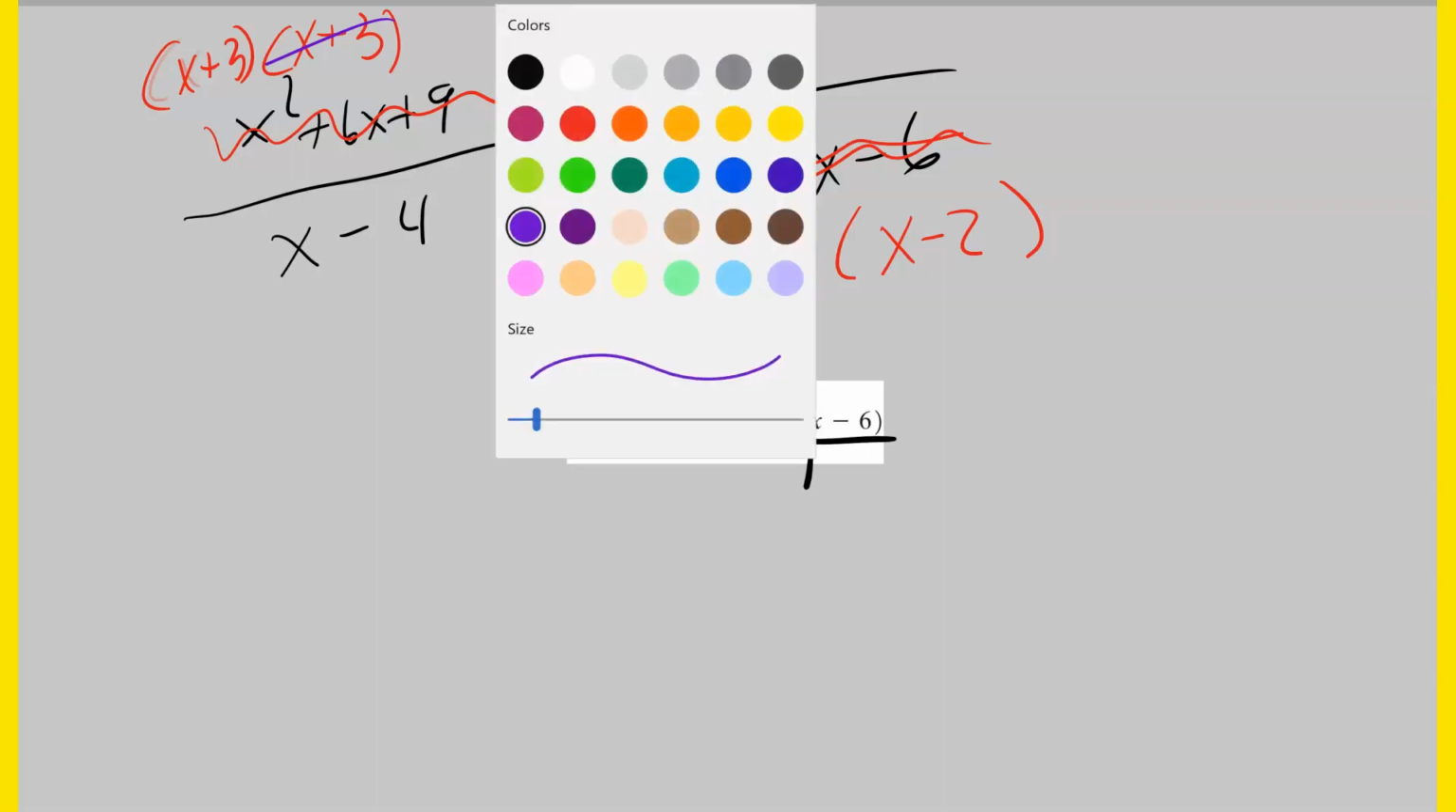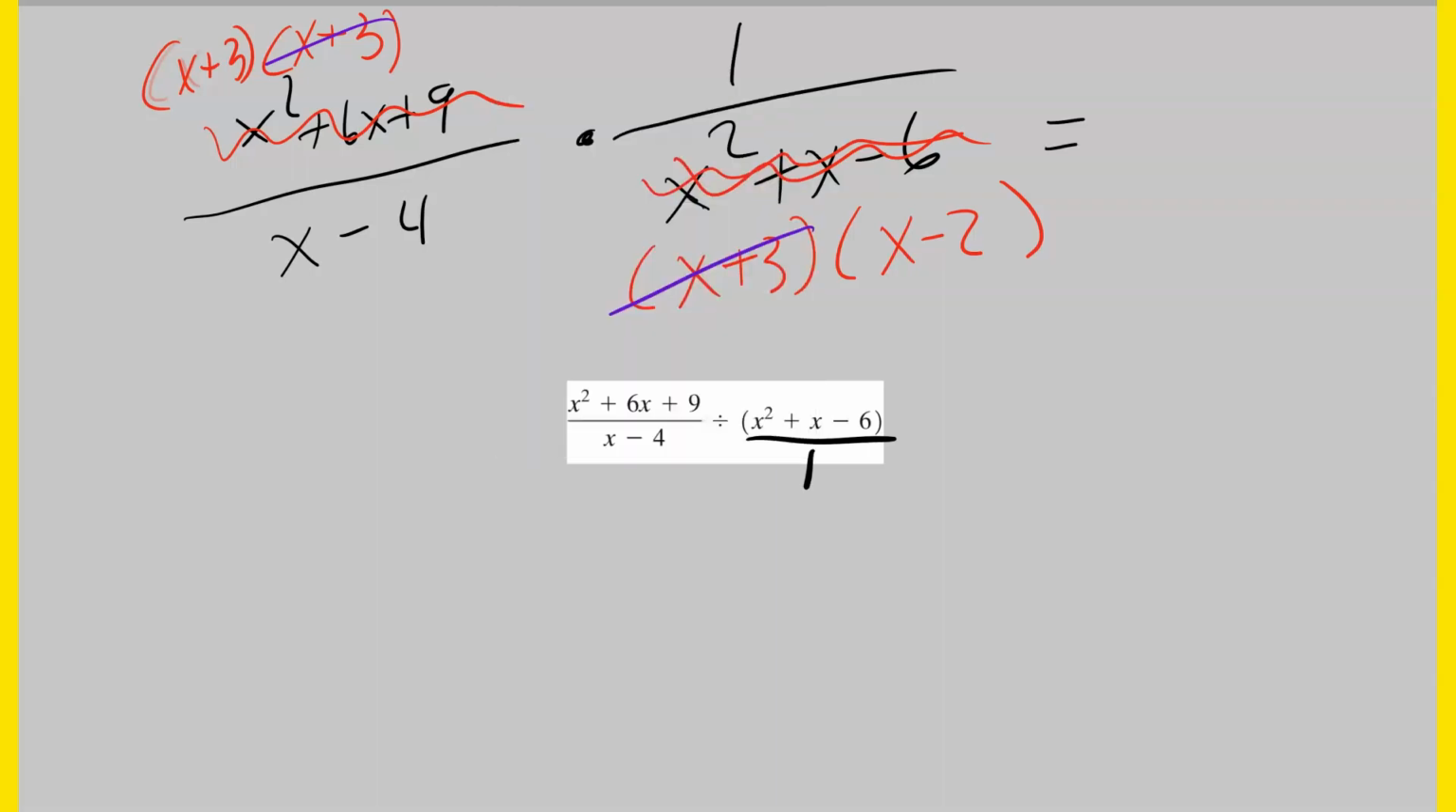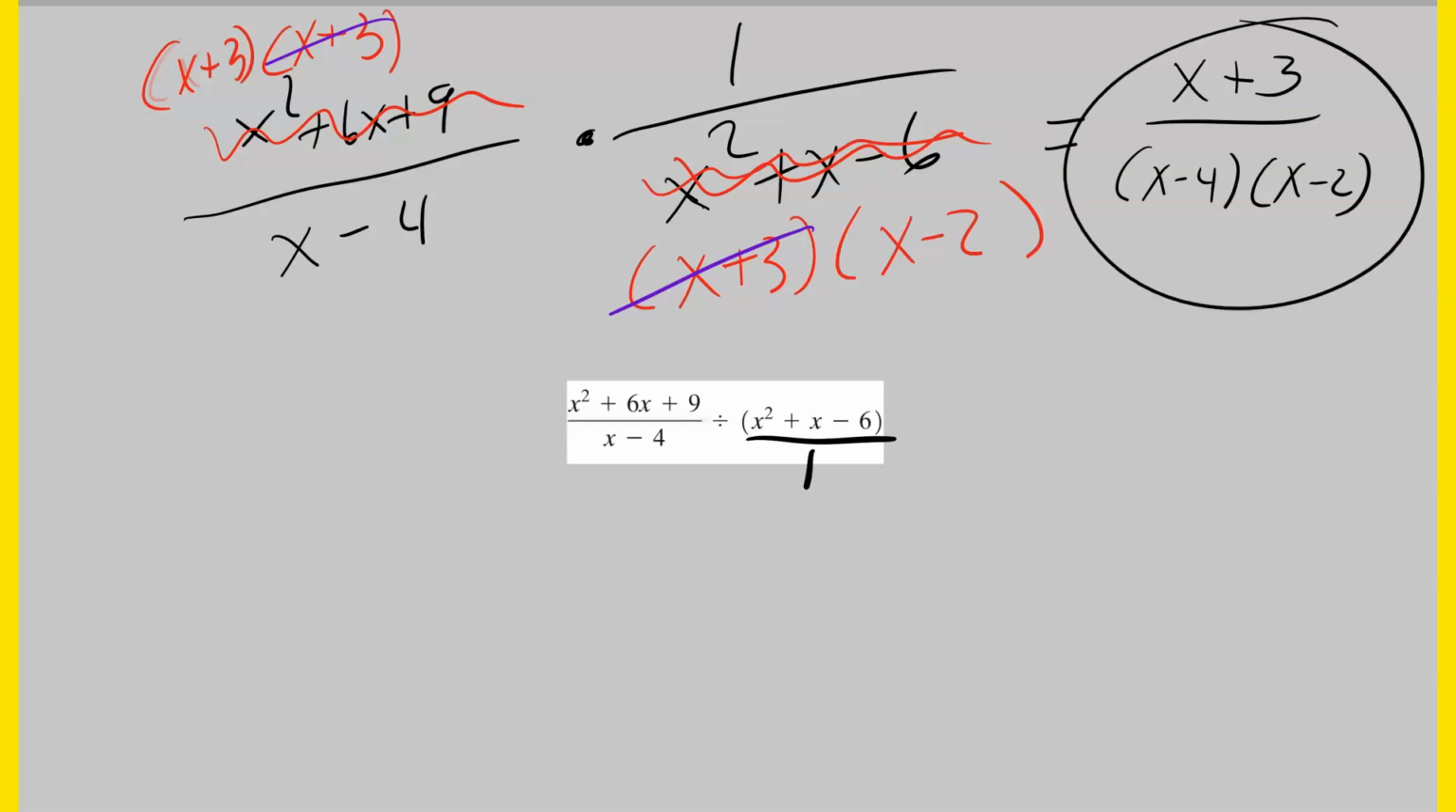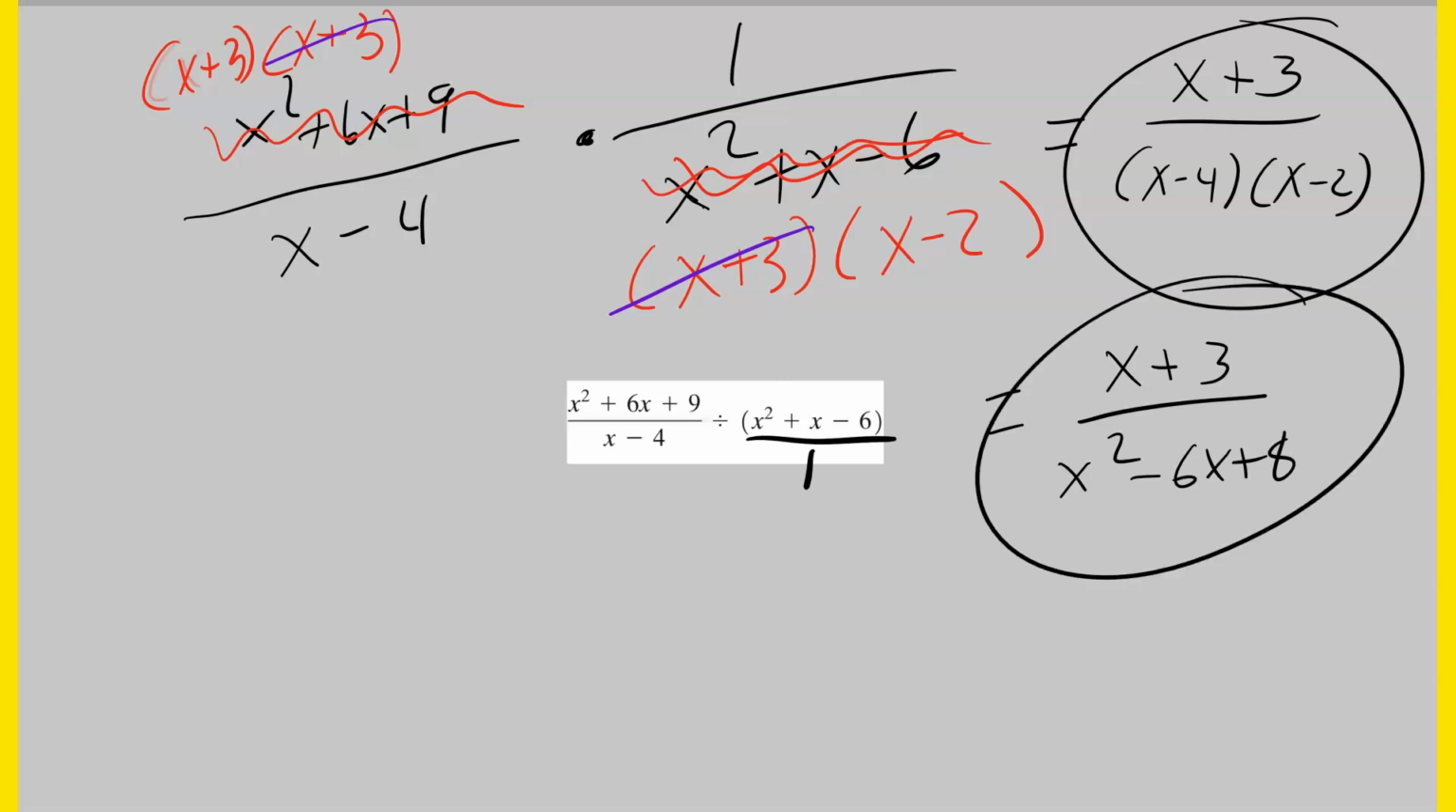So my final answer here is going to be x plus 3 on top, because x plus 3 times 1 is still just x plus 3, and on the bottom it's x minus 4, x minus 2. Alright, so this is a good answer. If I want to distribute the bottom, it could be distributed, and I could get x squared minus 6x plus 8 on the bottom, and that's a good answer as well.